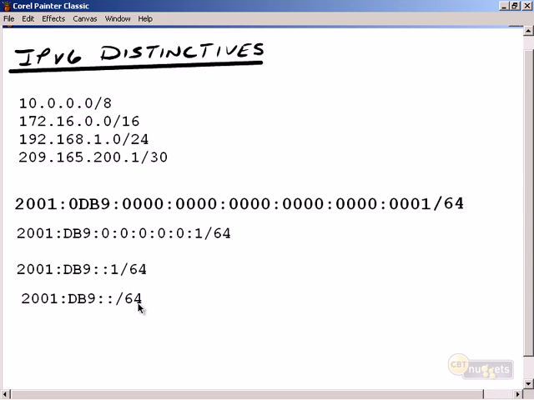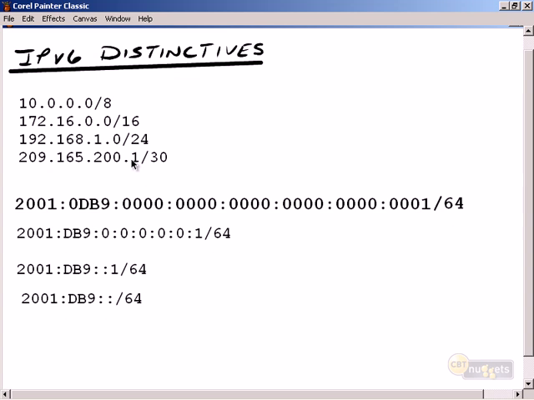And of course we have the broadcast. We know that the broadcast, for example, on this network right here, 209.165.200.1 is actually .3. Because .0 is the subnetwork /30. We've only got 2 valid addresses, .1 and .2, so .3 is the directed broadcast on this network.